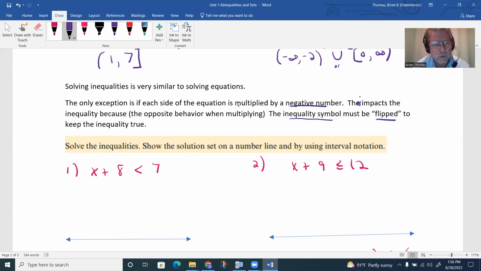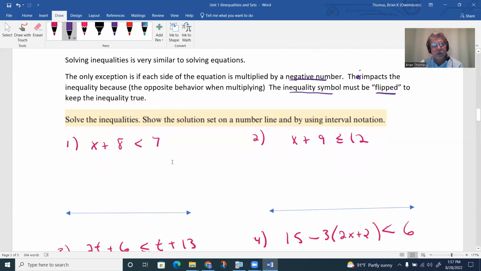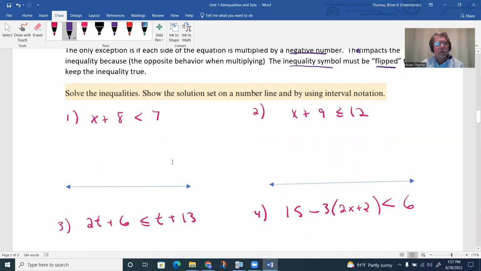So when I solve this inequality, I'm going to solve it just like an equation. But in the end, if I multiply or divide both sides by a negative, I have to flip the inequality sign to keep the truth. So that's the only exception. So let's solve these inequalities. Let's show the solution set on a number line, and we also want to write this using interval notation.